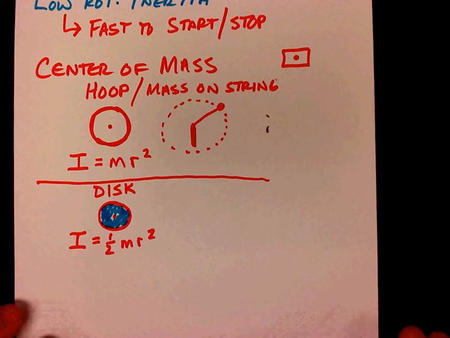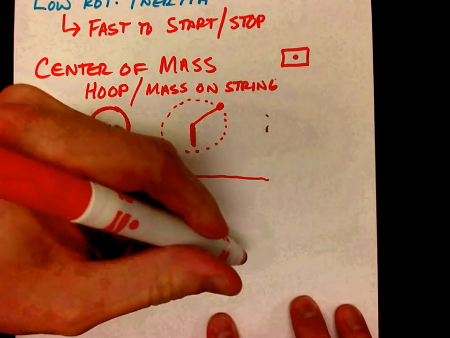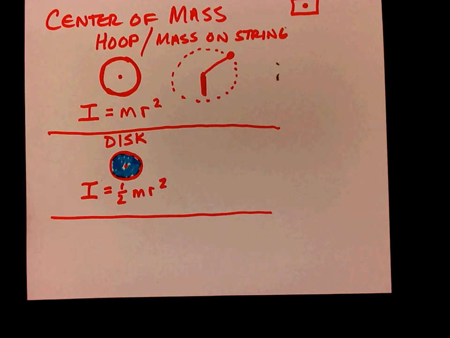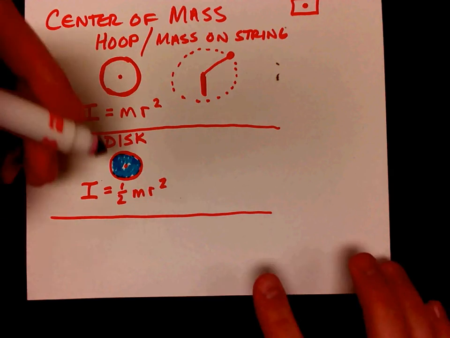That's the disk. The final object that we're going to look at, let me draw a line here, is going to have an even lower rotational inertia. And here we're going to be talking about spheres.